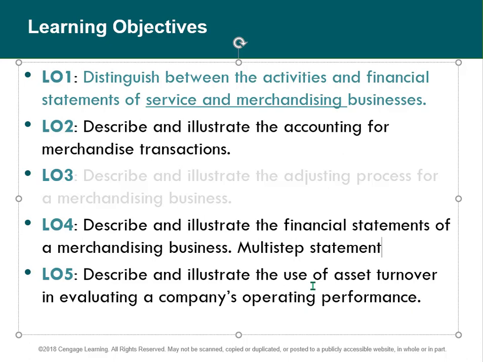And then the use of the asset turnover and evaluating a company's operating performance. Now see, you've actually already learned a lot in Chapter 1 and Chapter 2. So that steep learning curve that you had before really isn't in this chapter. Because you know the accounts, you know the words, you understand the concept of balance sheet and income statement, right?